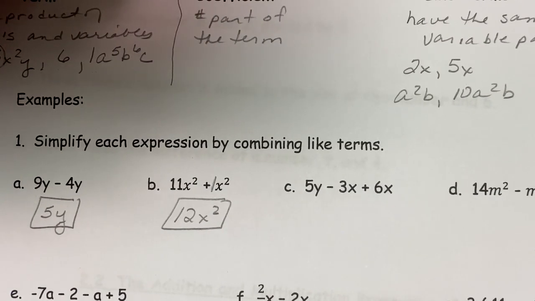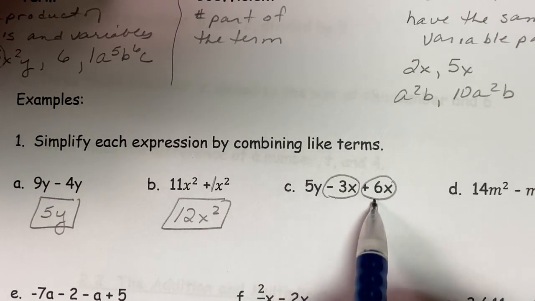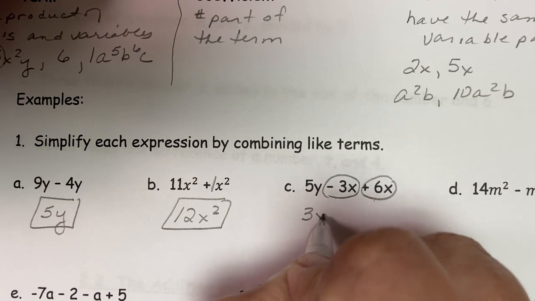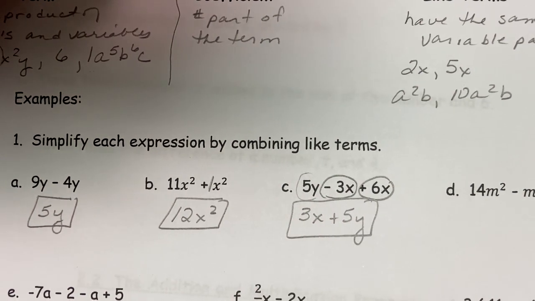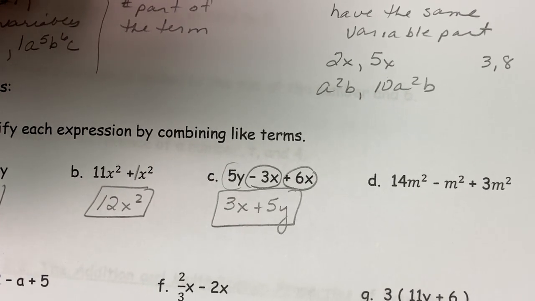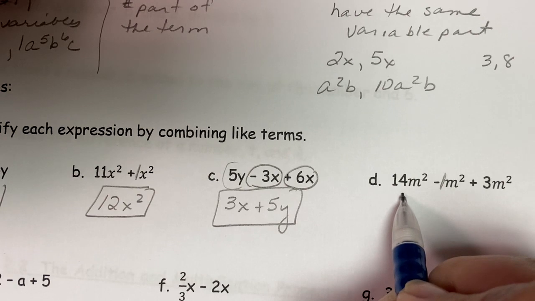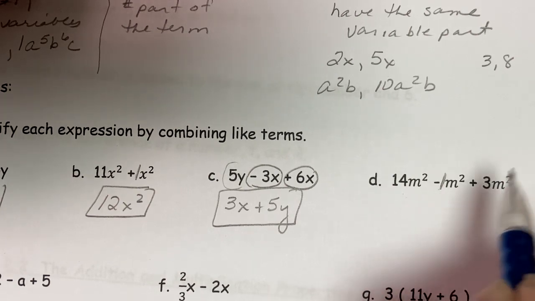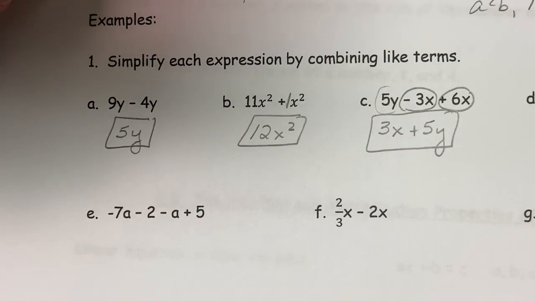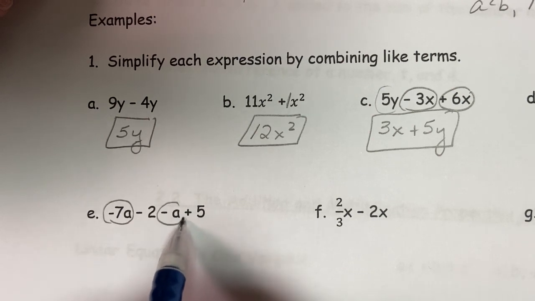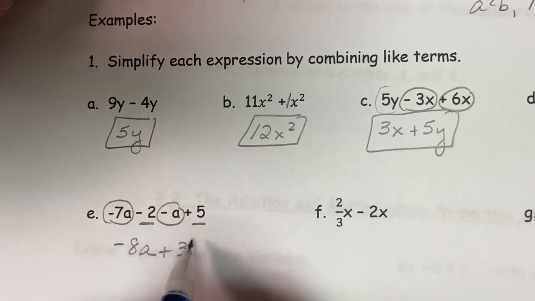Now if we look at c, they're not all like terms, but we have a negative 3x and a positive 6x. So I can combine a negative 3x and a positive 6x, which would give me 3x, and then I have this positive 5y to go along with it. And you cannot combine those because they are not like terms. If I look at d, they are all like terms, remembering that the coefficient of the middle term is actually a negative 1. So 14 and negative 1 is 13, plus 3 is 16m squared, combining those. If we look at 1e, we have a negative 7a and a negative 1a. That's going to give me negative 8a. And then we have a negative 2 and a positive 5, which is going to give me plus 3.